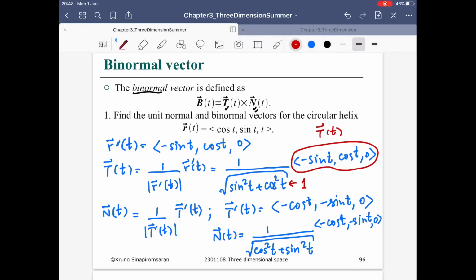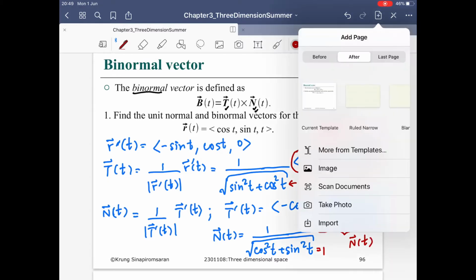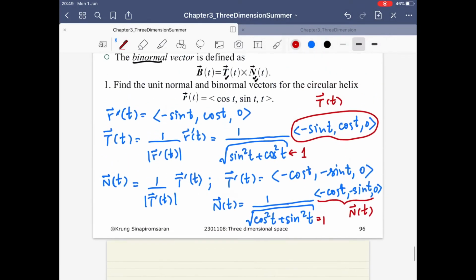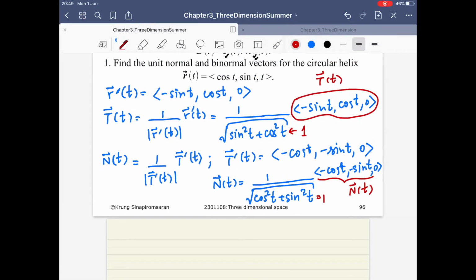So again, this one becomes 1. So here the rest will be your capital N, a unit normal vector of this curve. Now you've got a unit normal vector already. To find a binormal, which one occurs first, a capital T and then followed by a capital N?